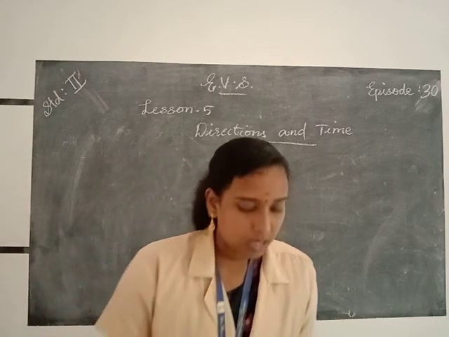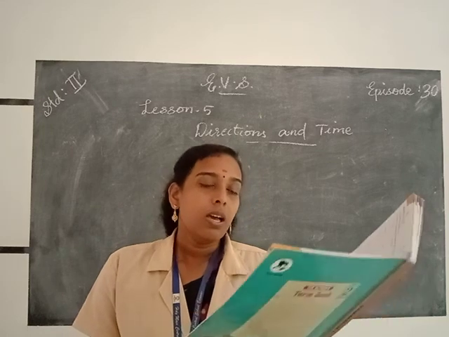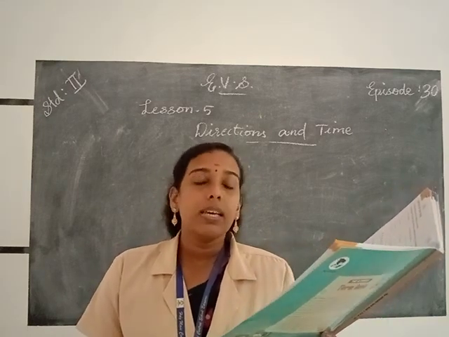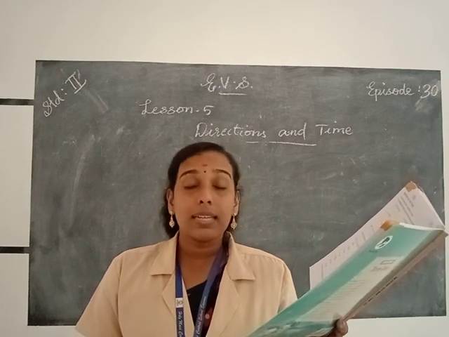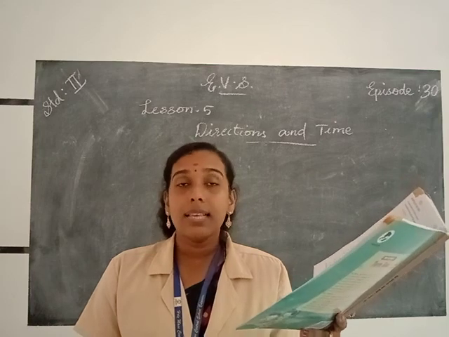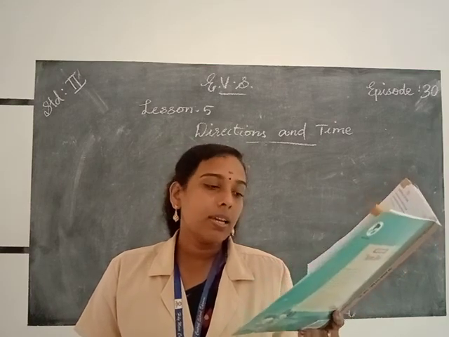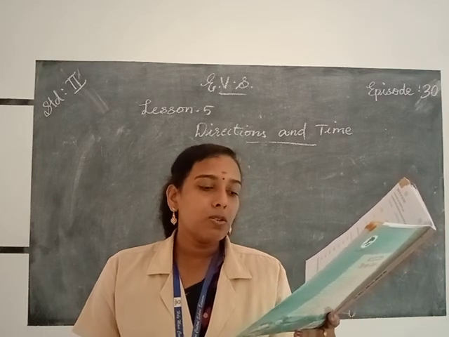And first, write true or false. And the first question, there are 4 directions. Is it true or false? It's true. So write true. The sun sets in the east. The sun sets in the west. Sun rises in the east and sun sets in the west. So your statement is false. So you write false. A compass helps us to know time.